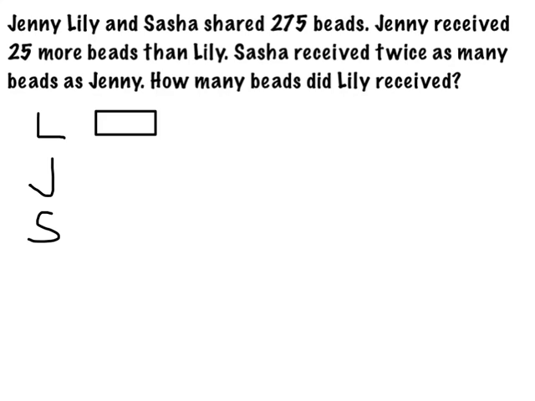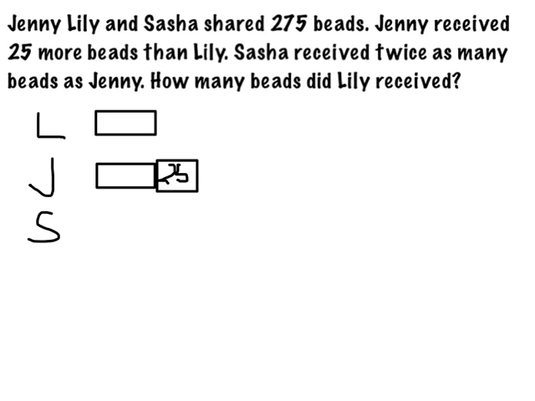Next up, I see that Jenny got 25 more than Lily. So that means that Jenny got the same amount as Lily plus 25 more. To draw that, I'm going to give Jenny a box that's about the same as Lily's. And then I'm going to give her another box, move that over, that is going to be worth 25. That's kind of messy, but you get the idea.